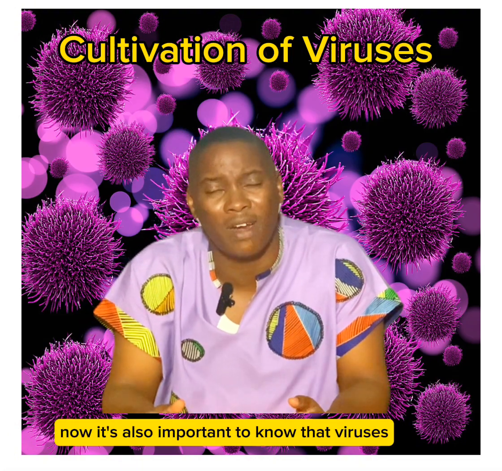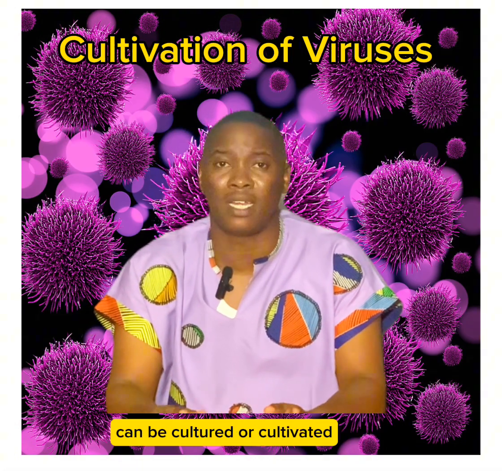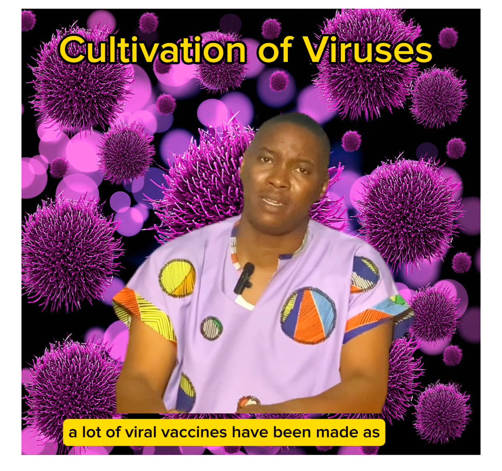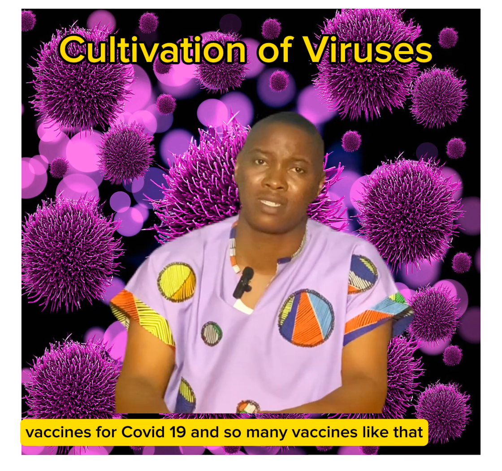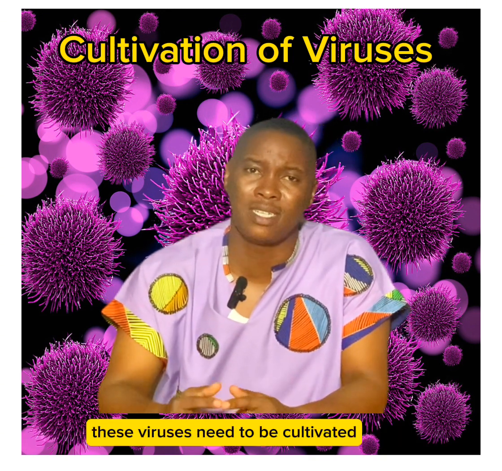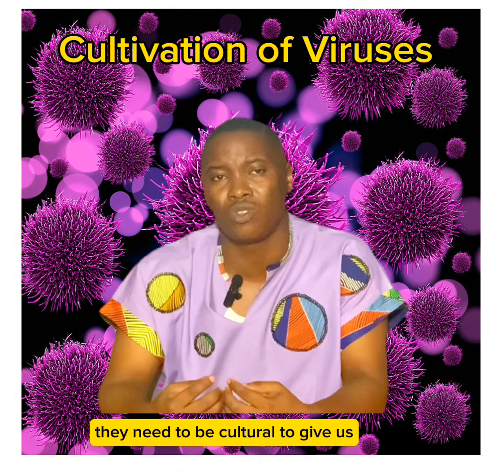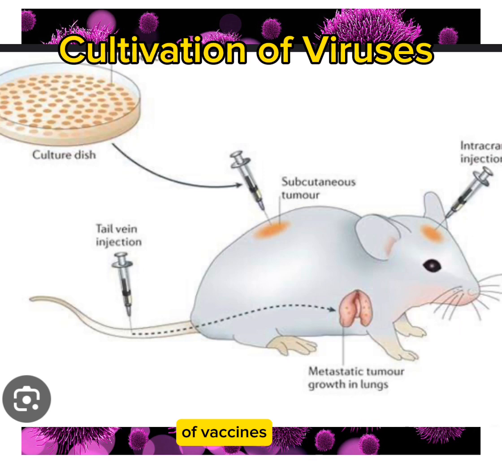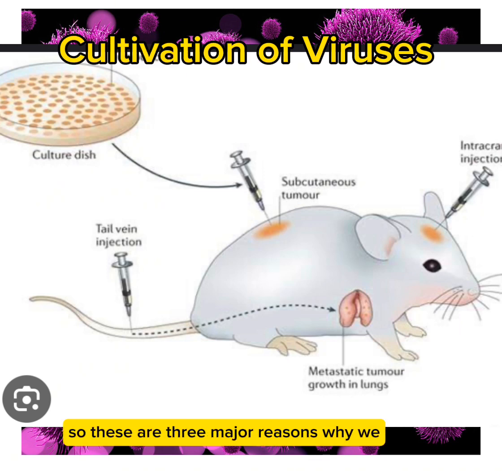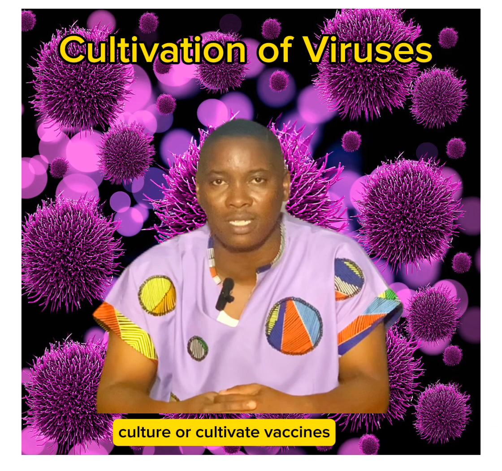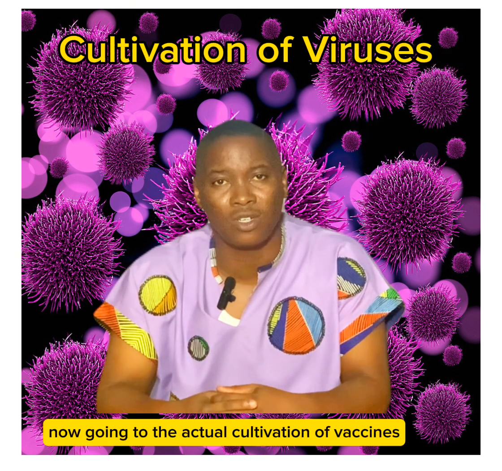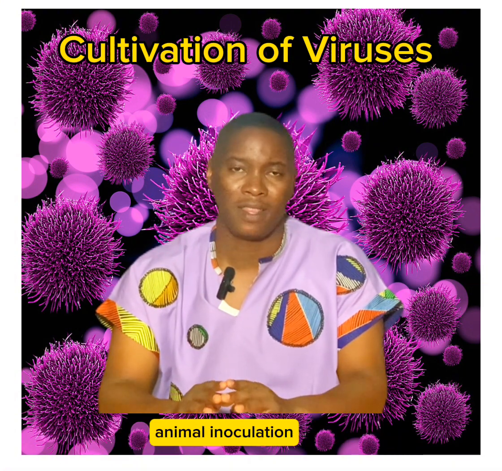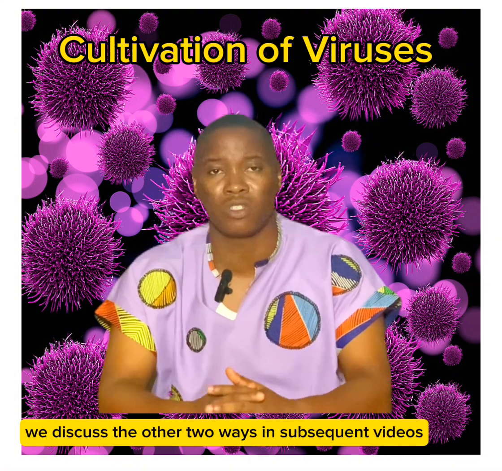Now, it's also important to note that viruses can be cultivated for the purpose of producing vaccines. A lot of viral vaccines have been made. There are vaccines for COVID-19 and so many others like that. Many times, these viruses need to be cultured to give us materials that can be used for the production of vaccines. So these are three major reasons why we cultivate viruses. Now, going to the actual cultivation of viruses, we are going to start in this video by discussing animal inoculation. That is one of the ways. We'll discuss the other two ways in subsequent videos.